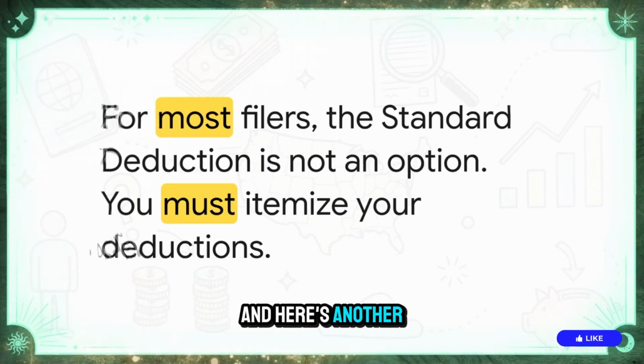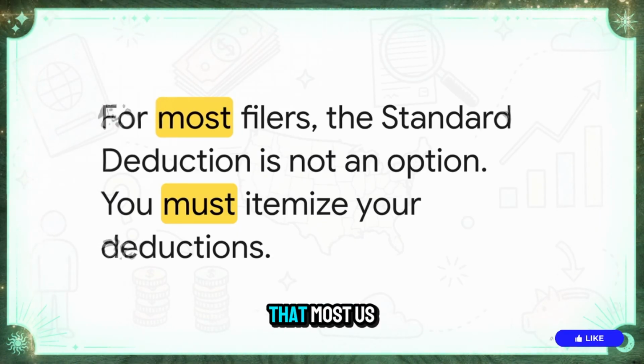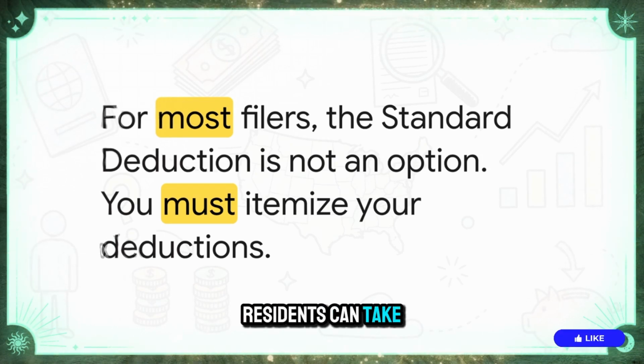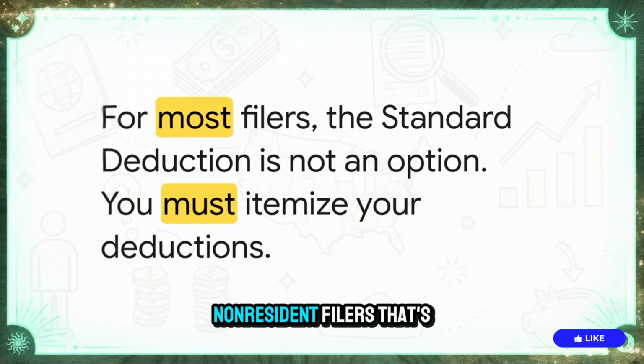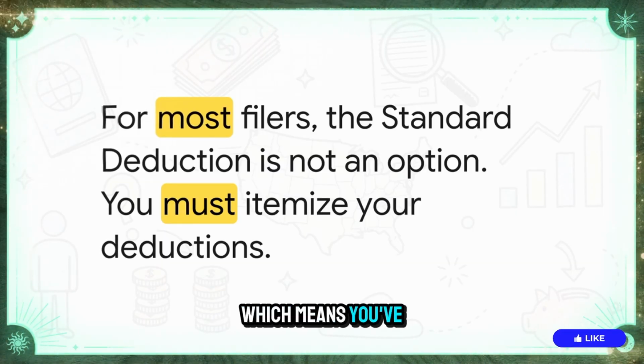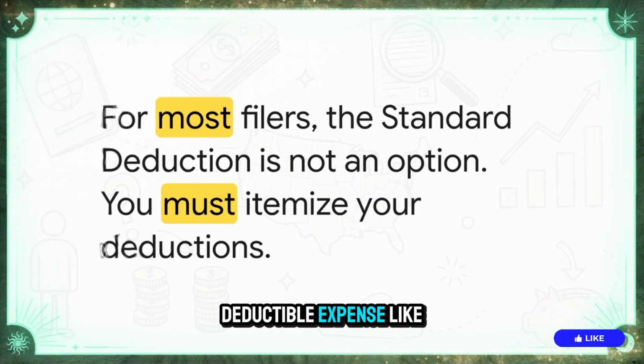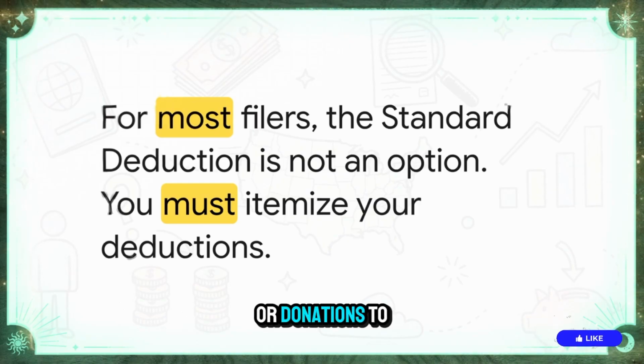And here's another big one. You know that simple, large, standard deduction that most US residents can take? Well, for most non-resident filers, that's not an option. You typically have to itemize your deductions, which means you've got to track every single specific deductible expense like state taxes or donations to US charities.